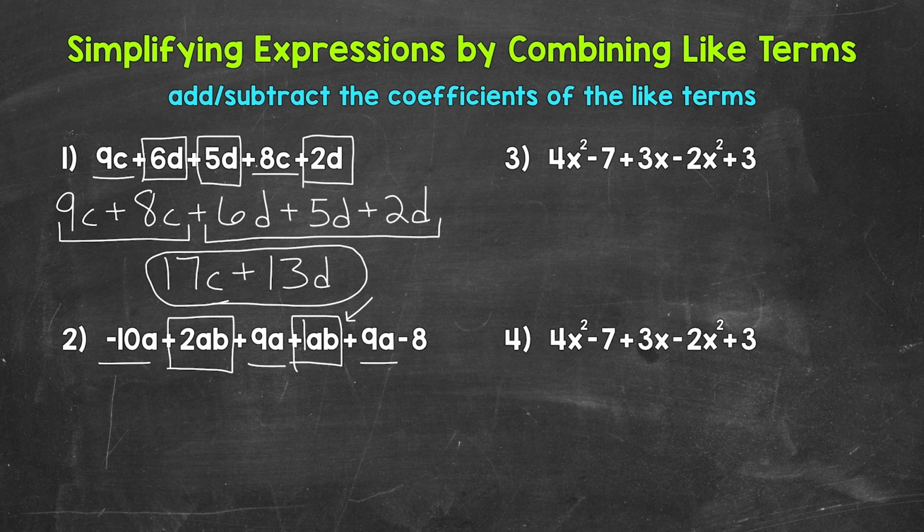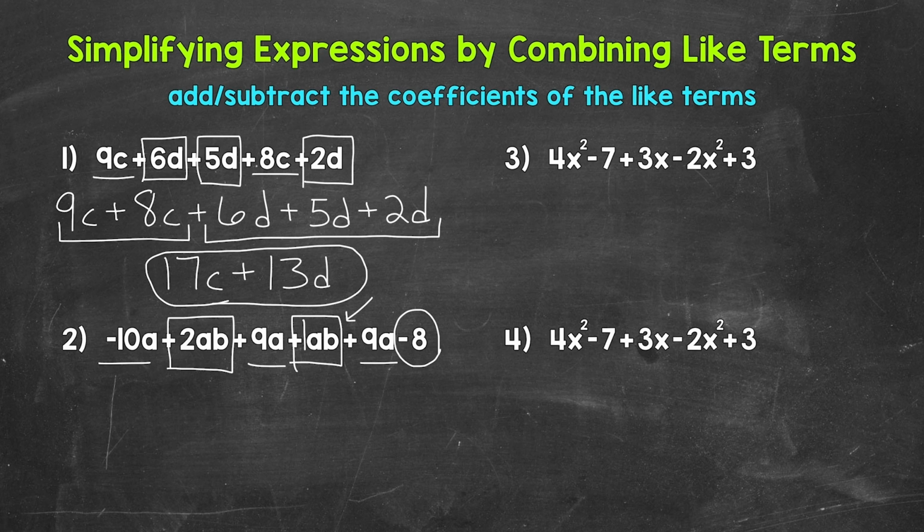Are there any other like terms within this expression that we can combine? No, but we do have one more term, negative 8. So we have a constant term of negative 8, and I'll circle that term in order to separate it. Even though we don't have anything to combine it with, we still need to include it in the simplified expression. And that is negative 8. Remember, a term will take the sign that's in front of it. So we have negative 8 and negative 10a within this expression.